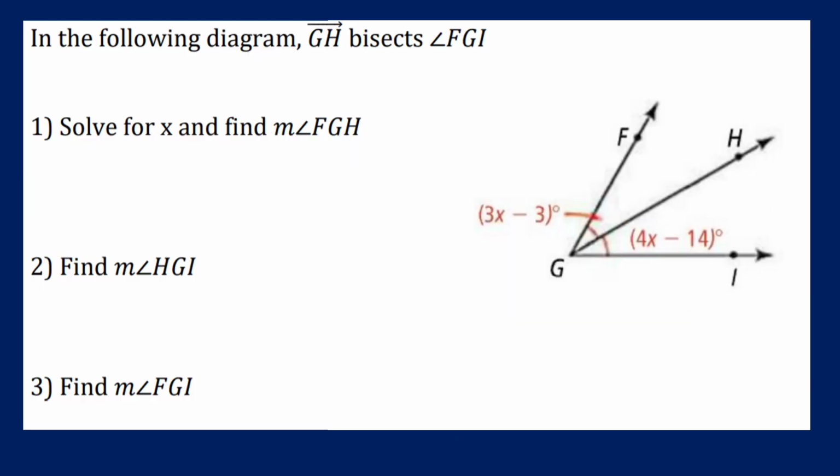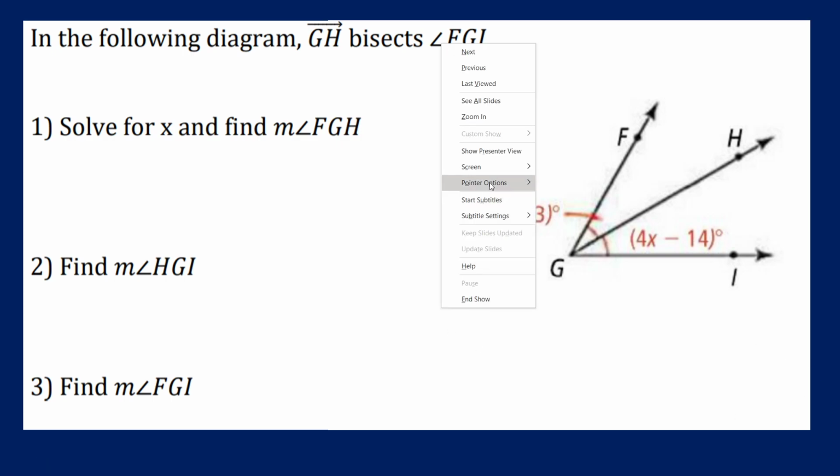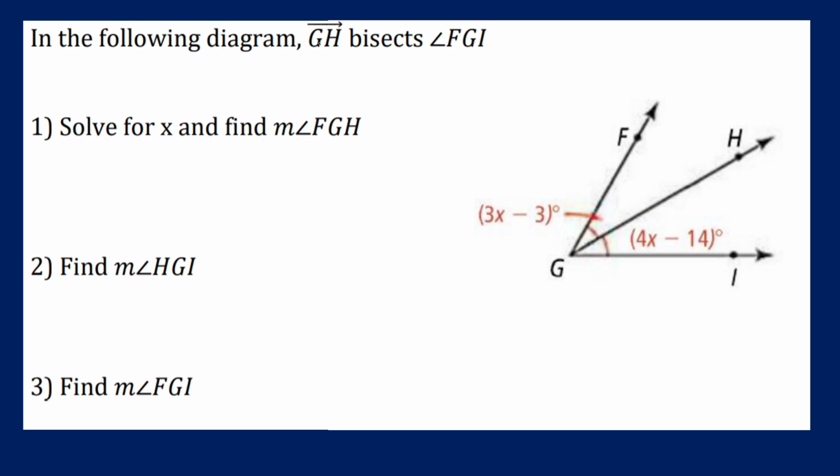So we might give you questions like these. They're always going to give you information at the start of a problem. It's important that you read those things. GH bisects FGI. So this figure was already marked for you, but you would want to put in those markings if they're not already there. Now I know these angles are the same.